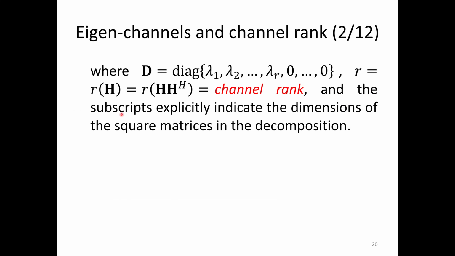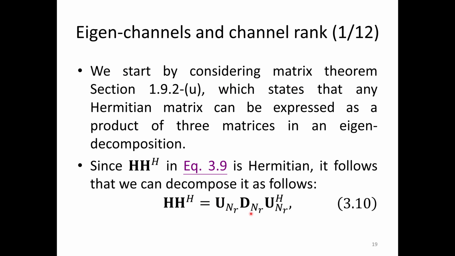Okay, and the subscripts explicitly indicate the dimensions of the square matrices in the decomposition. Okay, the subscripts are NR, NR, NR. It means that U, D, and U Hermitian are all NR by NR matrices.